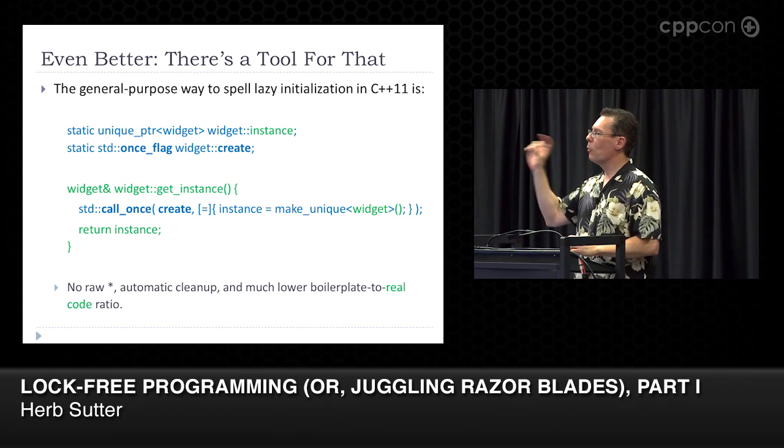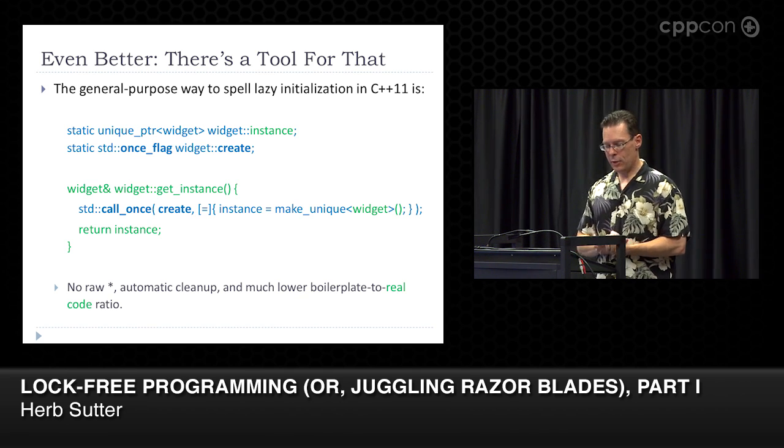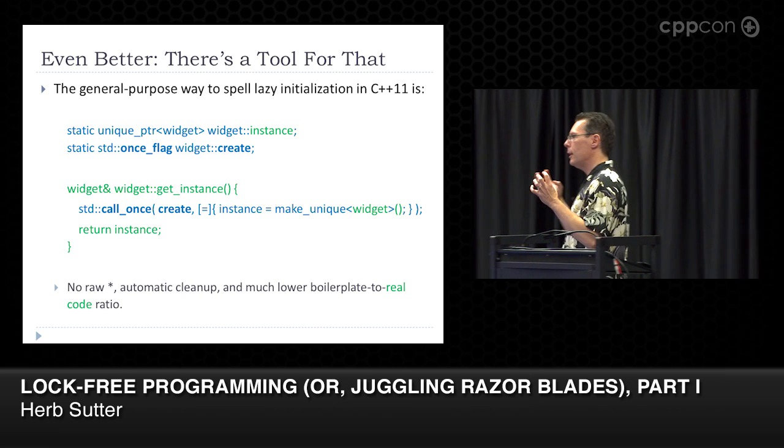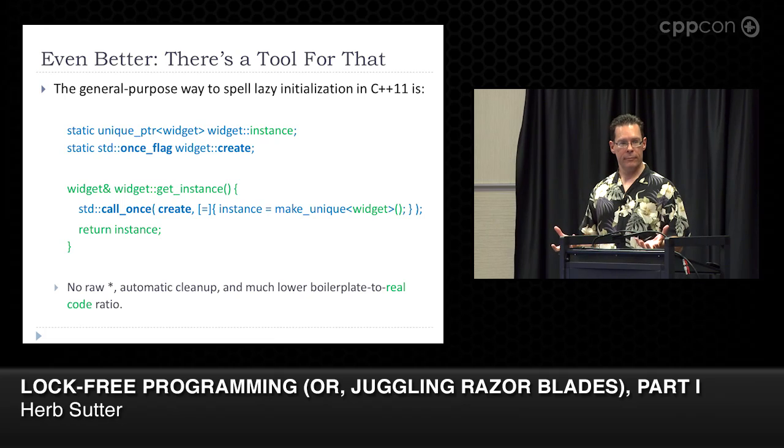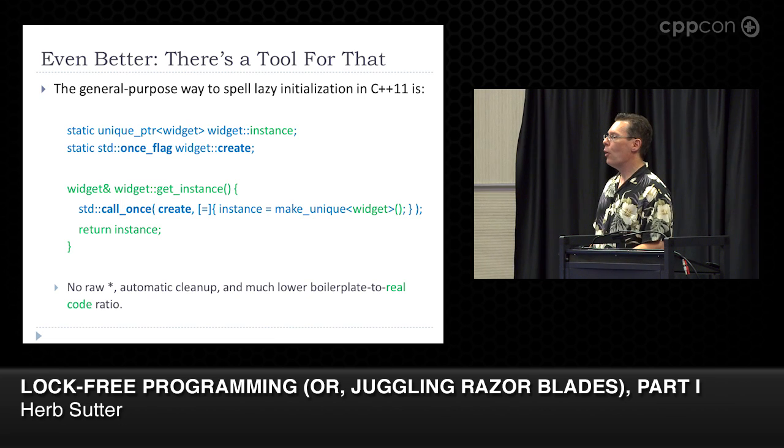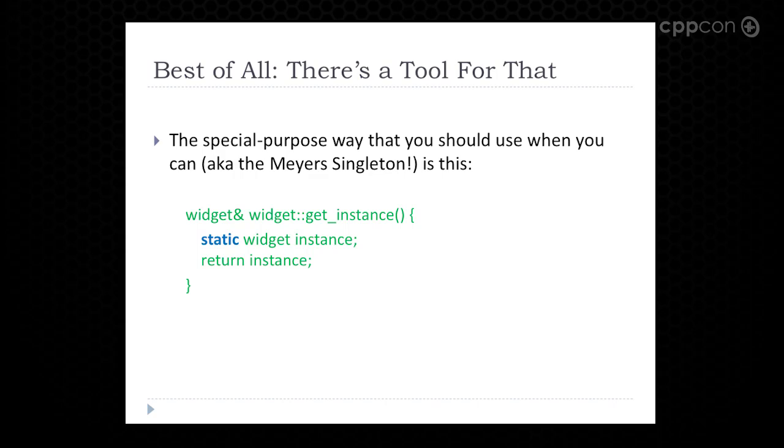But the most important thing I want to point out about this code is, you notice I've been writing in green the code that actually does stuff, and in blue, the code that is scaffolding you had to do to beat the compiler over the head to actually do what you wanted. There is less of the scaffolding and more actual code. There's no raw pointer here. You get automatic cleanup and less boilerplate, which is a good thing.